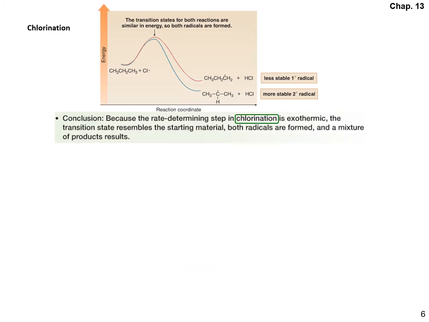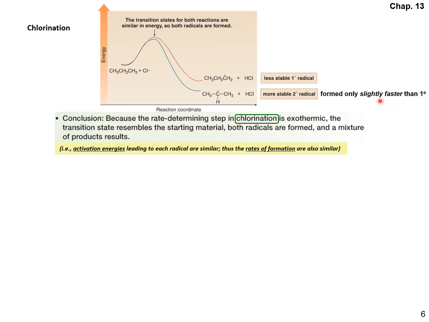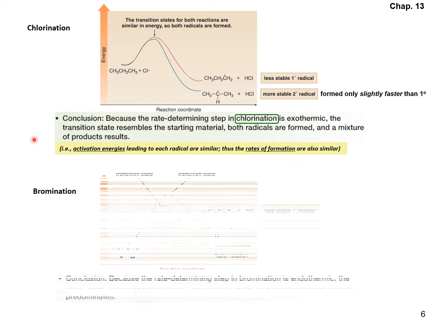This explains the greater selectivity for the more substituted carbon in bromination than in free radical chlorination. In the case of free radical chlorination, the transition states for the formation of the secondary radical and the primary radical only differ slightly in energy, so you have only a slightly faster formation of the secondary radical than the primary radical. That is, the activation energies leading to each radical are kind of similar. Therefore, the rates of formation of each of those radicals are also similar.